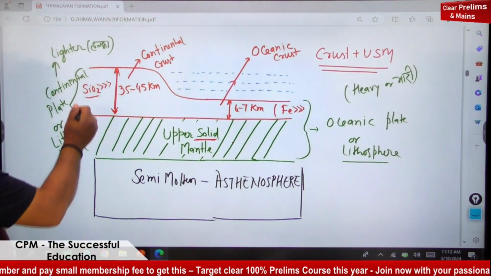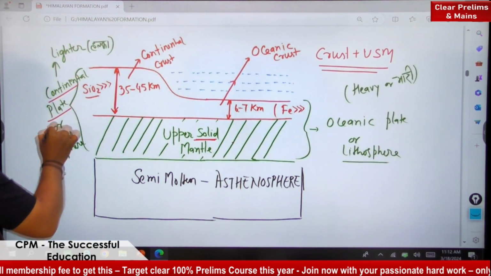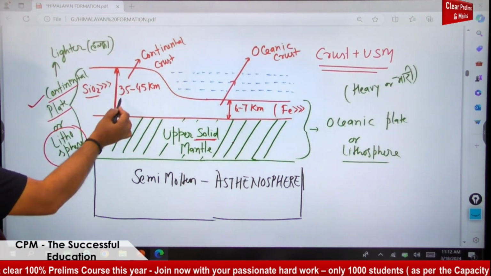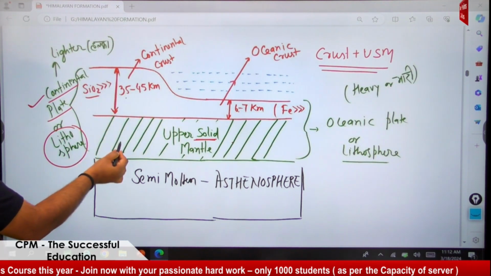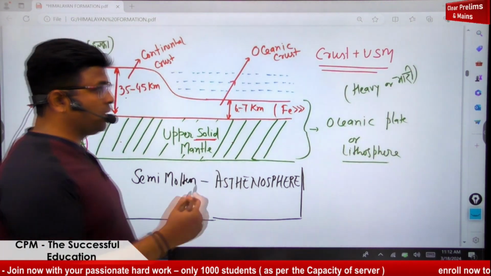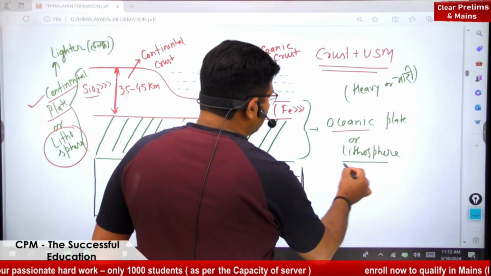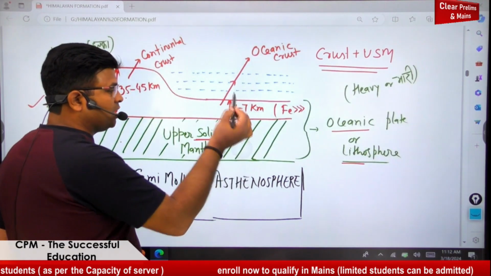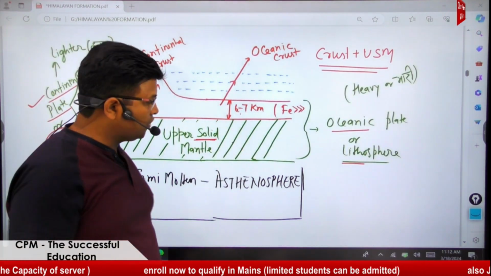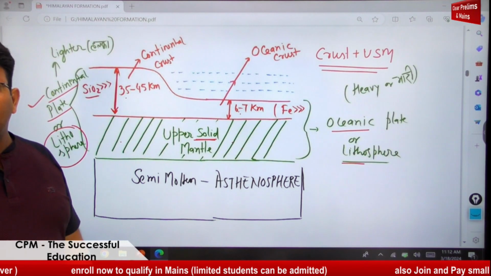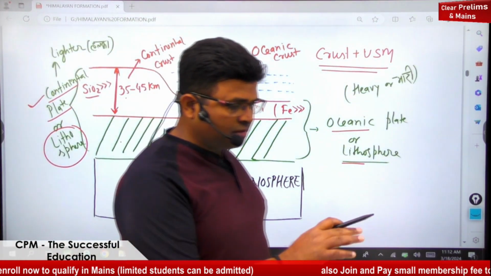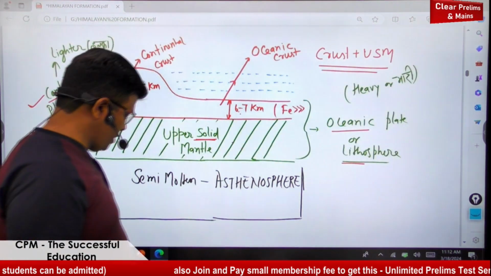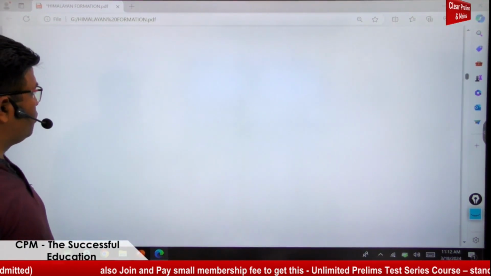And now we'll have to see what a continental plate is. If somebody asks what is a continental plate or continental lithosphere, you can say that it is made up of continental crust and upper solid mantle. If somebody asks what is an oceanic plate, you can say the oceanic plate or oceanic lithosphere is made up of oceanic crust plus upper solid mantle, and they are floating over the semi-molten asthenosphere, like a ship floating in the sea. Similarly, it is also floating. And here, let us see what is happening.